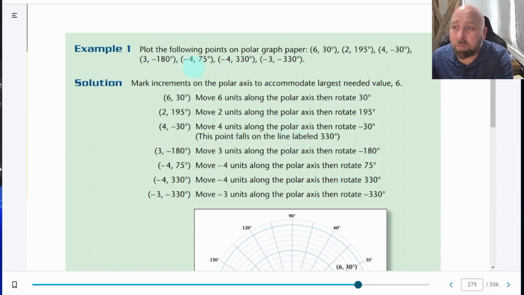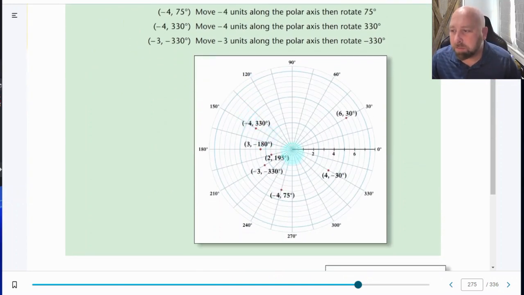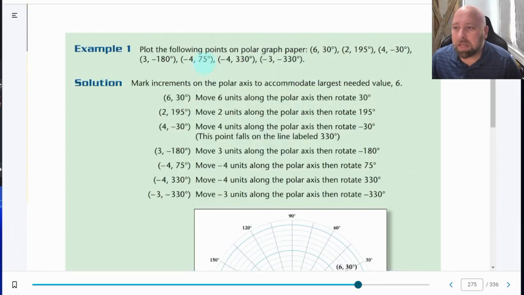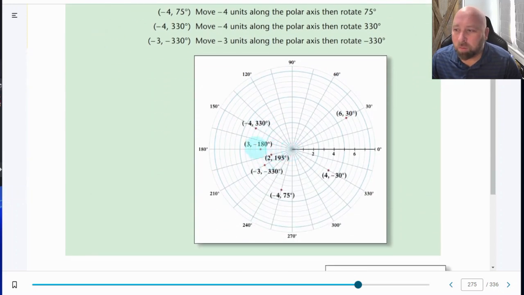All right. Now we get one where the first number is negative. So here's -4, 75. Now this one gets a little bit tricky. So we're going to go over here, -4. So instead of +4, we're going -4. 1, 2, 3, 4. And notice it's +75. So we're going to go over here to -4. Okay. And then we're going to add 75 to 180.